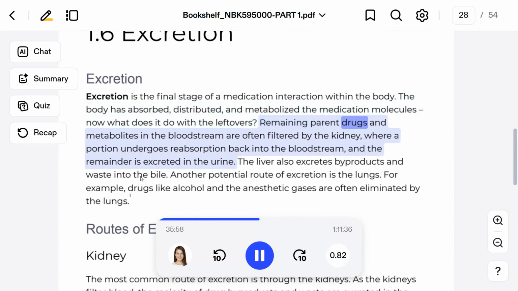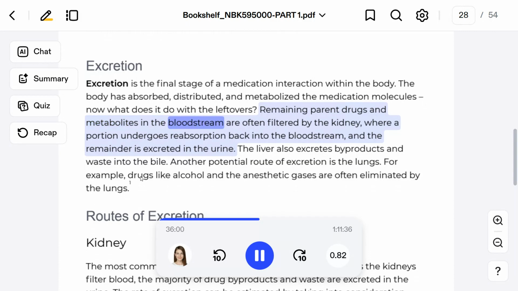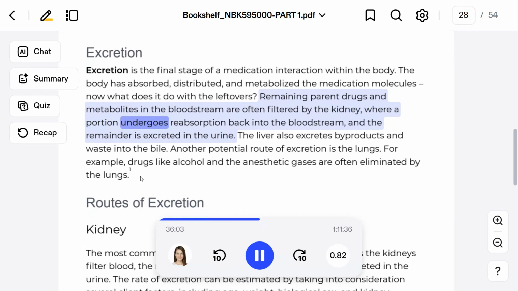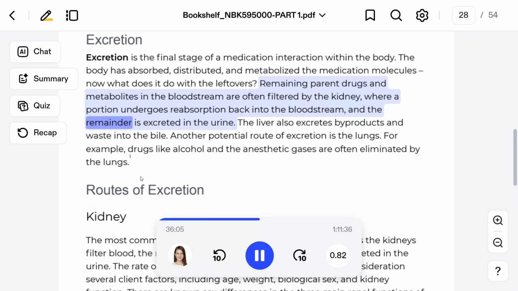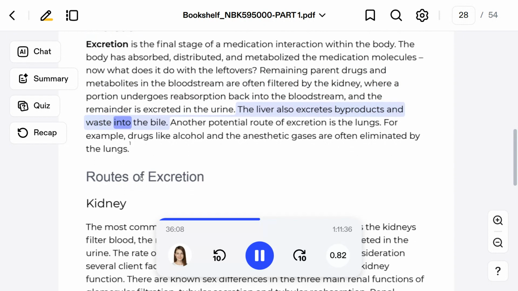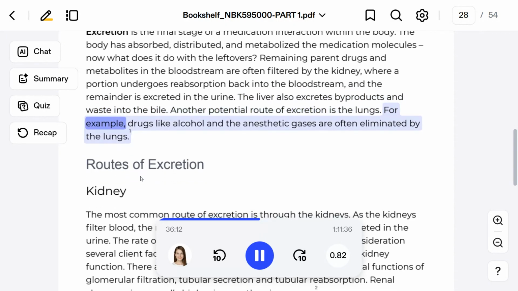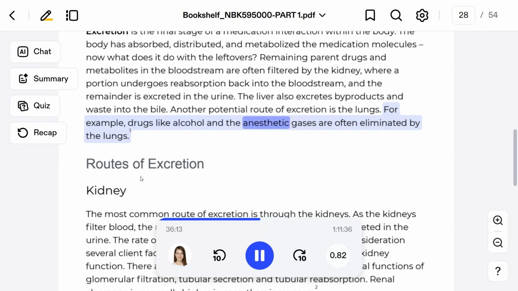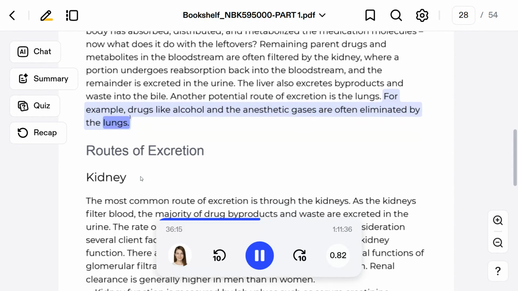Remaining parent drugs and metabolites in the bloodstream are often filtered by the kidney, where a portion undergoes reabsorption back into the bloodstream, and the remainder is excreted in the urine. The liver also excretes byproducts and waste into the bile. Another potential route of excretion is the lungs. For example, drugs like alcohol and the anesthetic gases are often eliminated by the lungs.